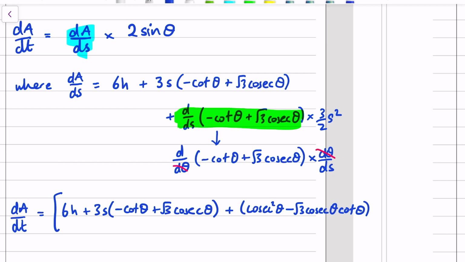Multiplied by d theta ds, which is something I don't actually know because, like I was saying earlier, I don't know how theta and s relate, which seems like we've got an unsolvable problem here, and also multiplied by the 3 over 2s squared.